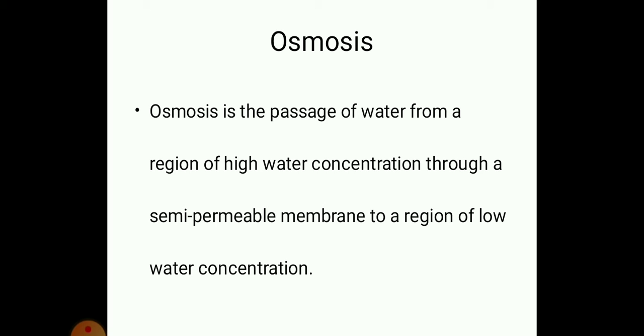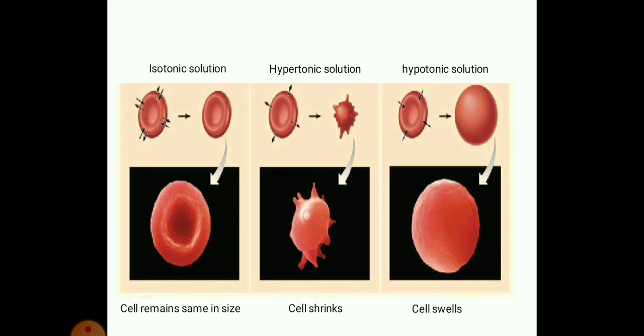Osmosis is thereby passage of water from a region of high water concentration to a region of low water concentration through a semi-permeable membrane. Let's understand the effect of osmosis on the red blood cells. When a red blood cell is placed in isotonic solution, that is, a solution having concentration similar to that of the red blood cell, it will allow the cell to remain in the normal size.